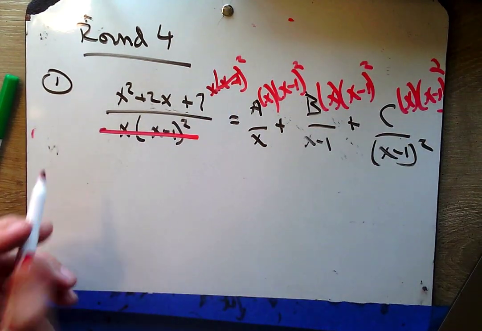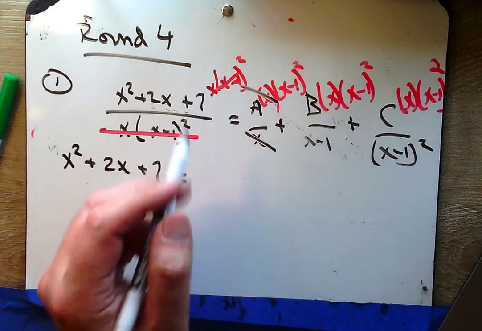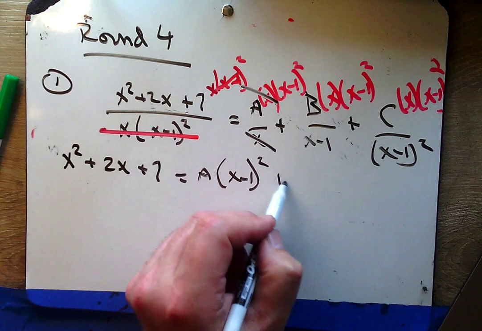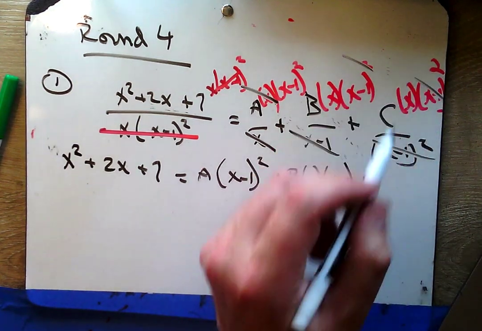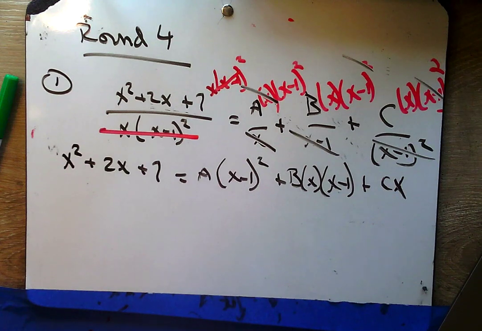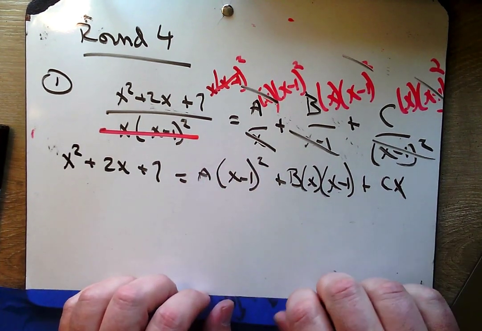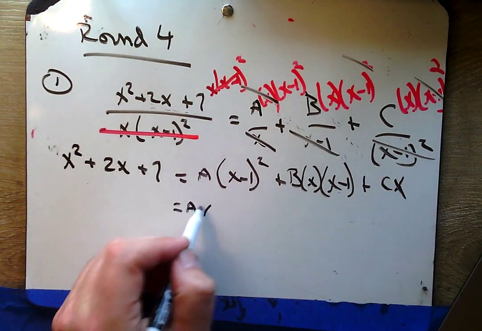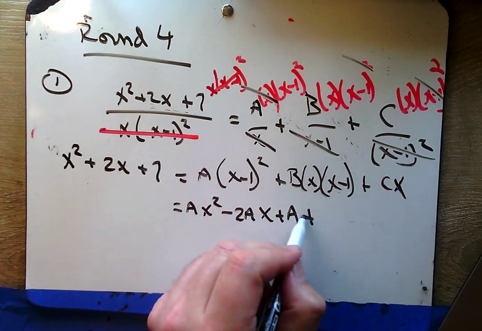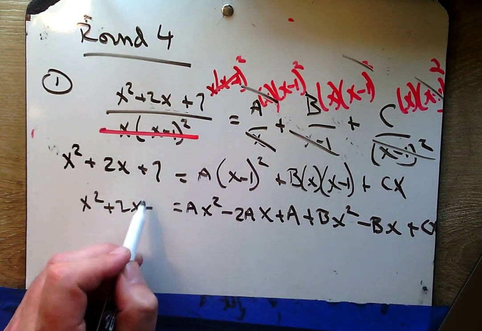So this takes out that, and that leaves us with x squared plus 2x plus 7 equals a times x minus 1 squared, takes one of those, b times x minus 1, and cx. Okay. Now what? Well, I've got two magic numbers, but I've got three constants to find. I don't know. Maybe it would be better if I did systems here. I'm not sure about that. Maybe we should do it both ways. Let's see. This is going to be ax squared minus 2ax plus a plus bx squared minus bx plus cx equals x squared plus 2x plus 7.